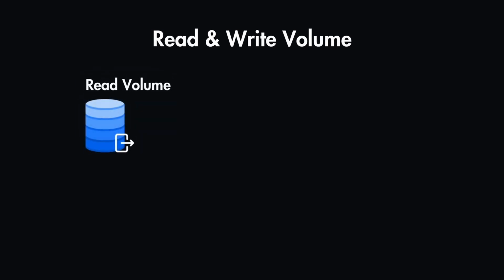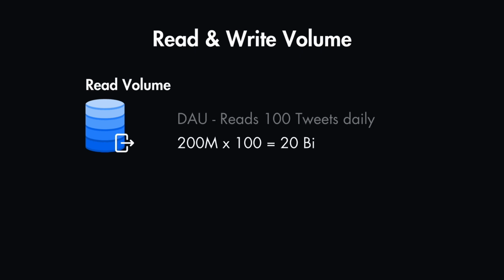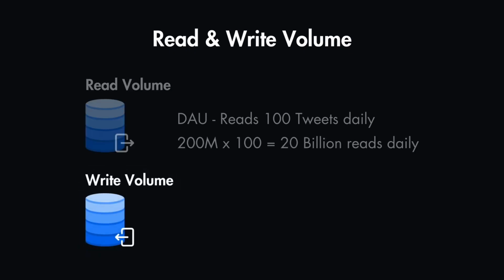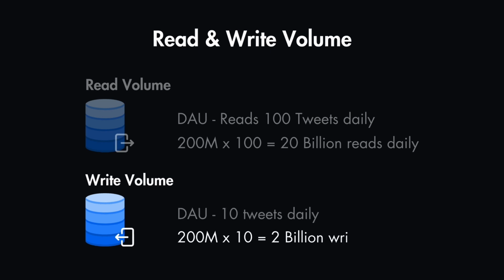With this information, we can calculate the read and write volumes. Let's start with the read volume. With our assumption, which is typically daily active users read on average 100 tweets per day, that will be around 200 million times 100, and we will have 20 billion reads daily. And when it comes to the write volume, we can assume that a daily active user typically creates 10 tweets per day, significantly lower than the read volume. And that will be 200 million times 10, and that will be 2 billion new tweets daily in our system.